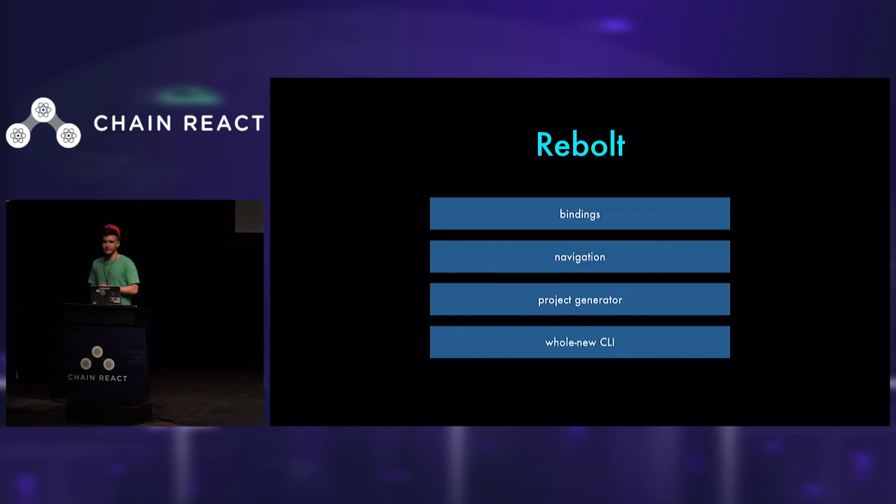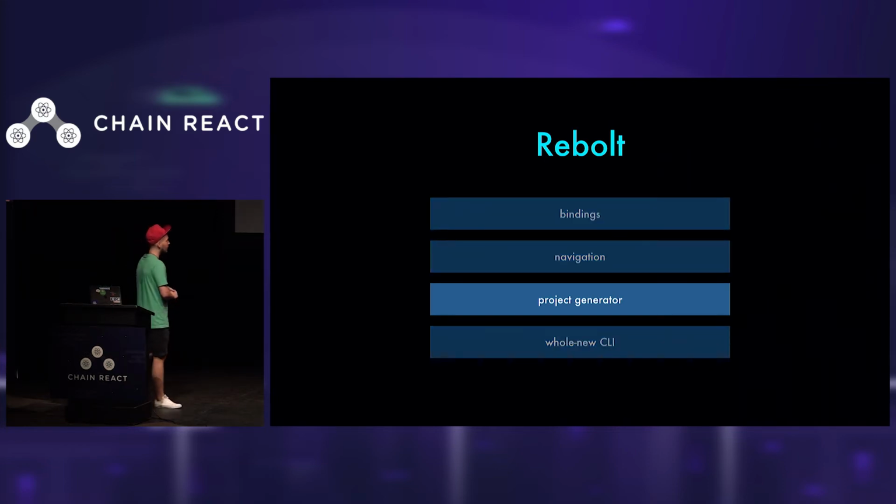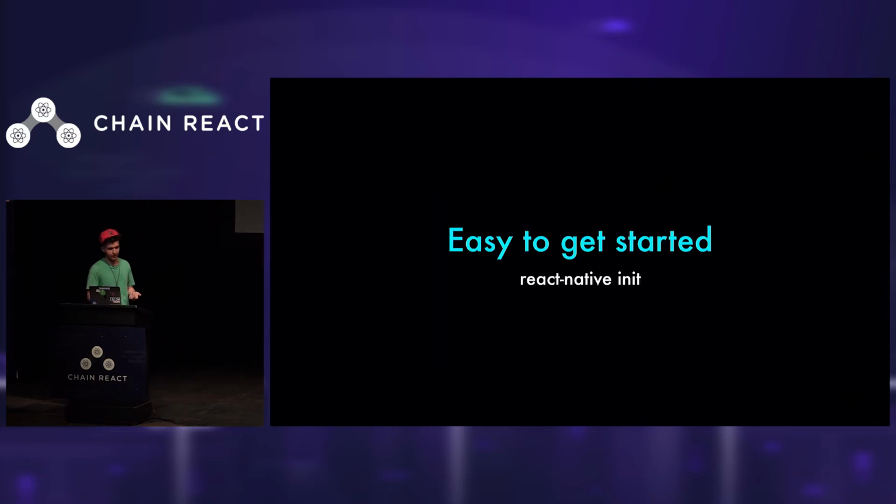When we break it into pieces, Rebuild contains bindings to React Native, so that code that makes it possible to actually use React Native APIs. We have powerful and ready-to-use navigation. We have a very easy project generator that makes it easy to start. And we have a whole new CLI system. We already started adopting Rebuild at CallStack, so that whatever we open source to you is tested and doesn't contain a lot of issues, so that you don't get frustrated like we did back in the day. In principle, we wanted Rebuild to be as easy to get started with as possible. So let's take a look at the project generator.